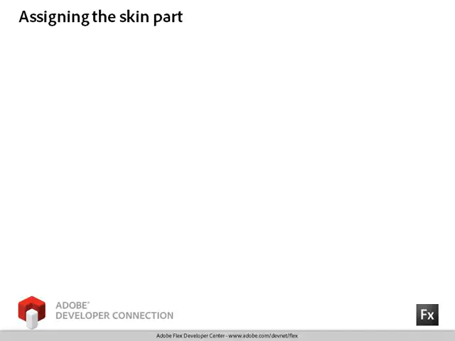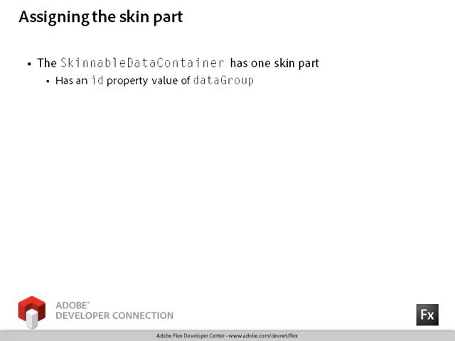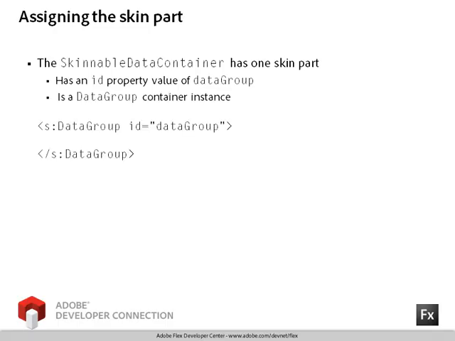Remember from the previous videos that the application container has one skin part named content group that represents all the content in the container. The Skinnable data container likewise has one skin part, but it is named data group and is an instance of the data group container. It represents all of the content in the container. In my example, that would be all the employees displayed via the item renderer.